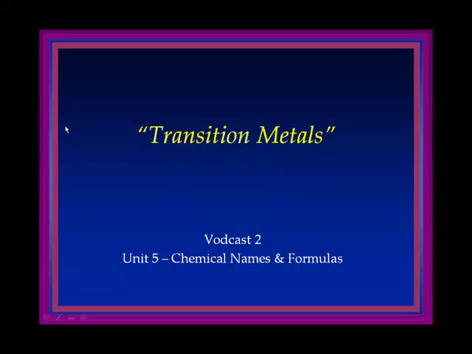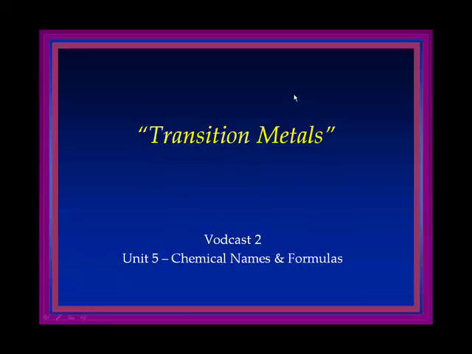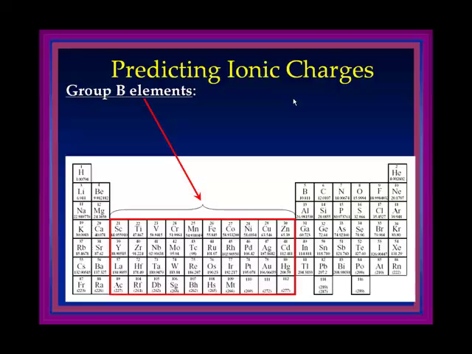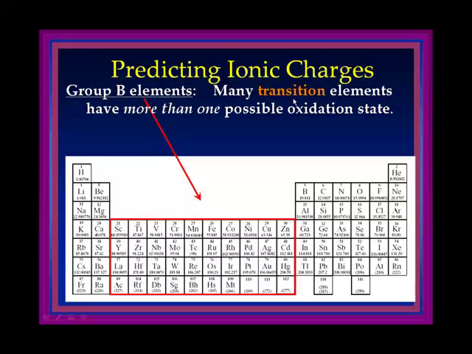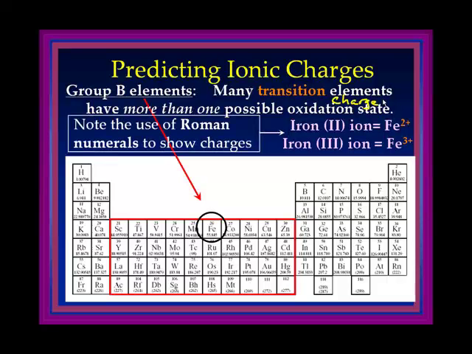Okay, this is the second podcast for Unit 2. It covers transition metals. We are still doing binary ionic compounds, but now I'm going to address some of those special cases. Before, I mentioned the group B elements, they have more than one possible oxidation state. Remember, oxidation state is essentially the same as saying charge. They can have more than one charge to their ions. So we use Roman numerals in order to show the charges.